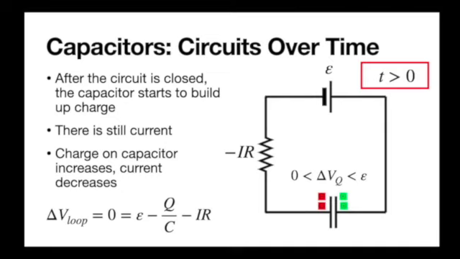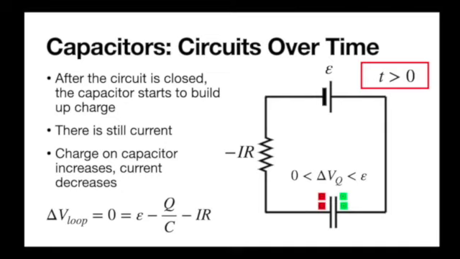Another thing we can see is how this voltage drop is seen as negative. Well, we get a voltage increase across the battery when we go from the minus side to the plus side, right? Going from minus to plus, we get a plus epsilon.